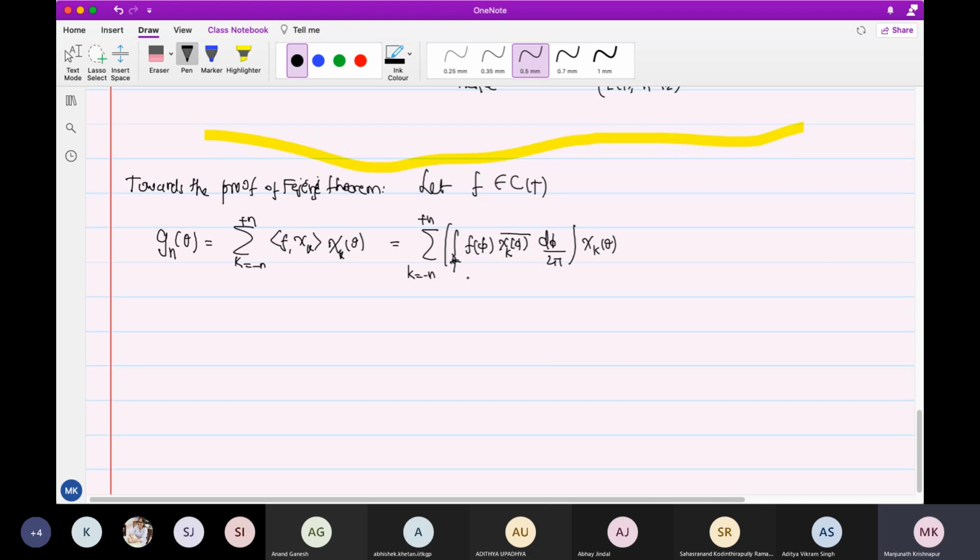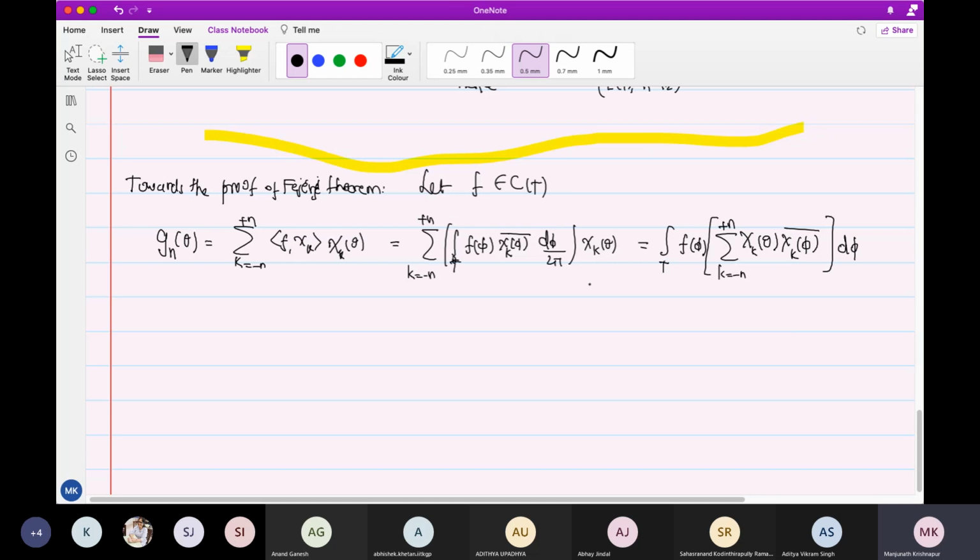Let's interchange the integral and sum. It's a finite sum, so there is absolutely no problem. This is the integral over T of f of phi against what? The sum goes over k equals minus n to plus n, and f doesn't depend on k, so it comes out. What I have is the sum of chi_k of theta, chi_k of phi bar, d phi.